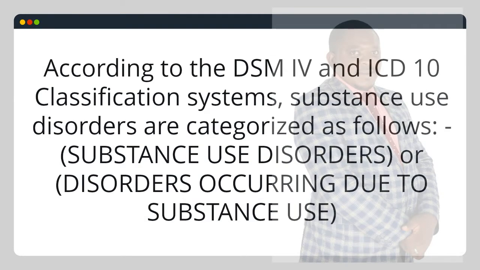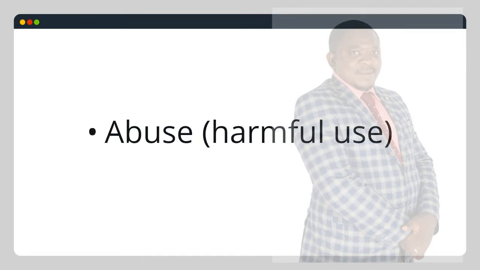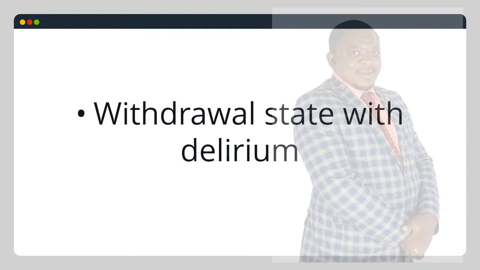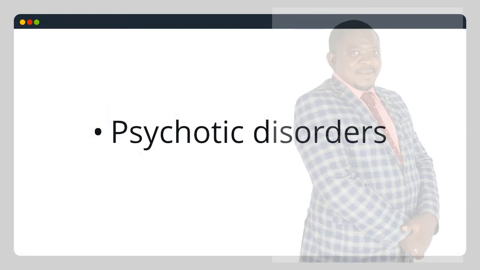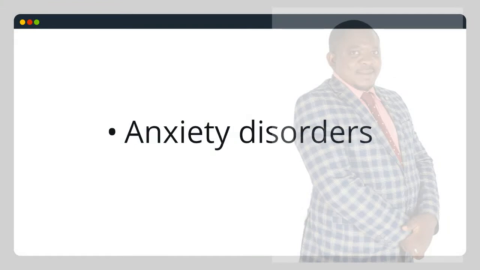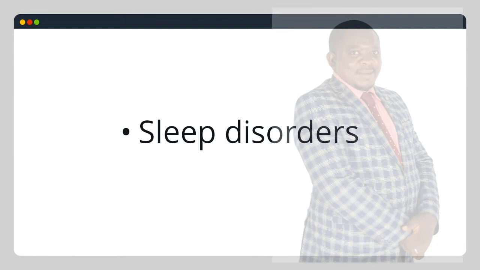According to the DSM IV and ICD-10 classification systems, substance use disorders, or disorders occurring due to substance use, are categorized as follows: Intoxication. Abuse, harmful use. Dependence. Withdrawal states. Withdrawal state with delirium. Psychotic disorders. Amnestic syndromes. Mood disorders. Anxiety disorders. Sexual dysfunctions. Sleep disorders.